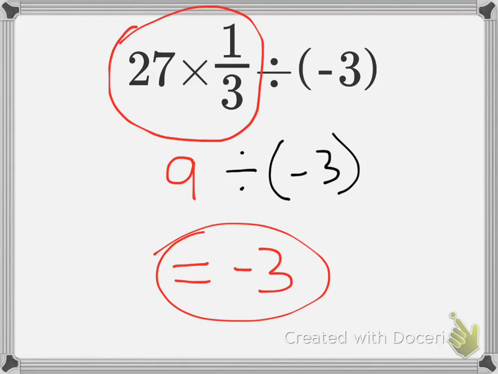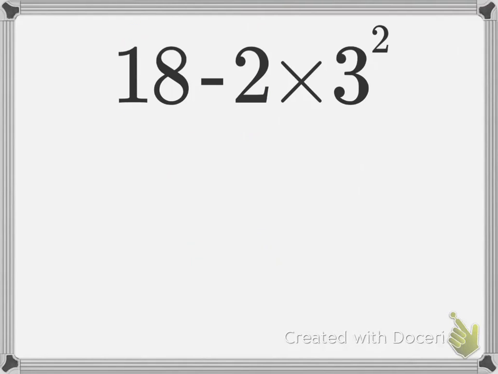Next we will do one that's just a little bit harder. We will do 18 minus 2 times 3 squared. So in order of operations, again, we do grouping symbols first, which I see no grouping symbols here. The next thing I do is I see exponents. So I do see that I have a 3 squared. So the first thing that I have to do is I have to square that 3.